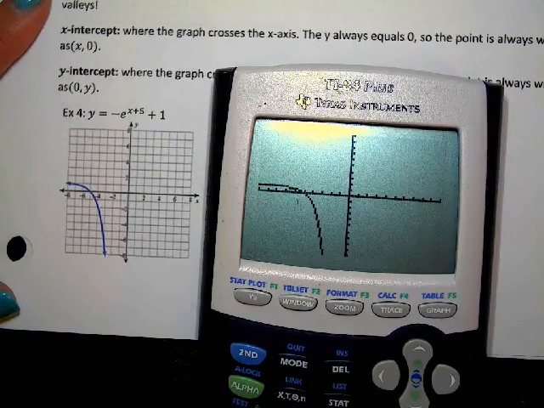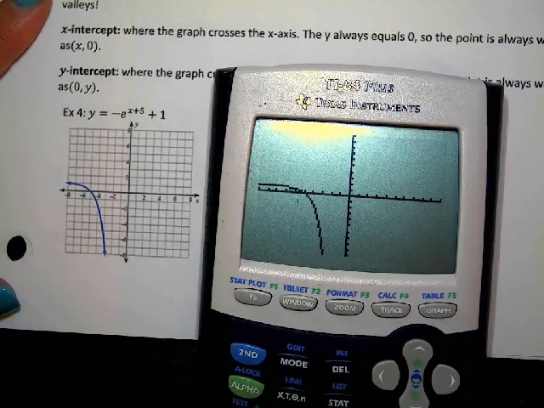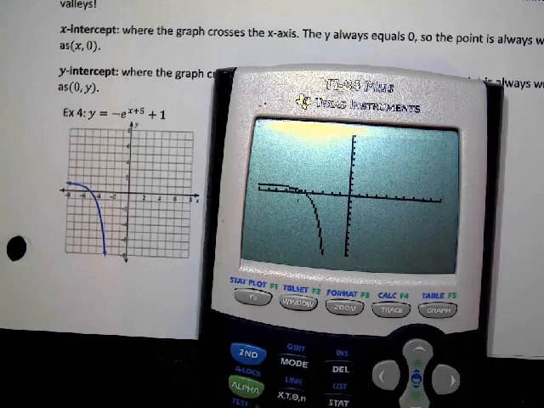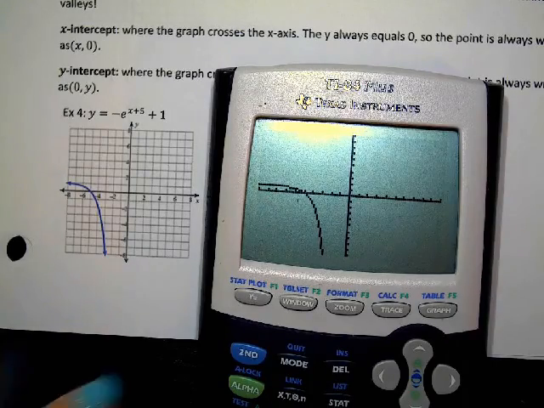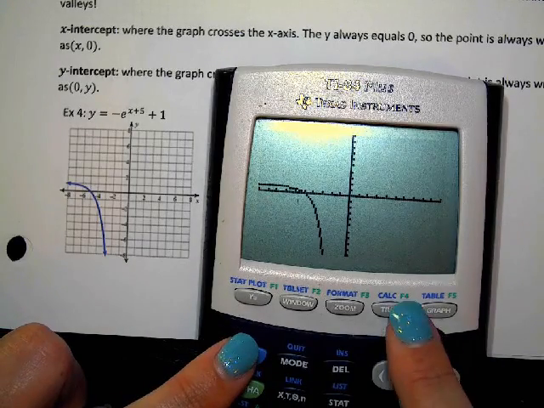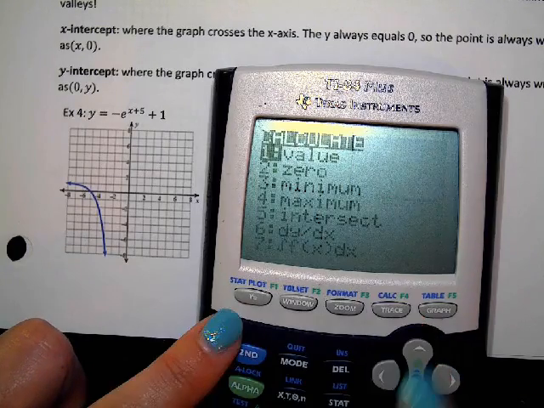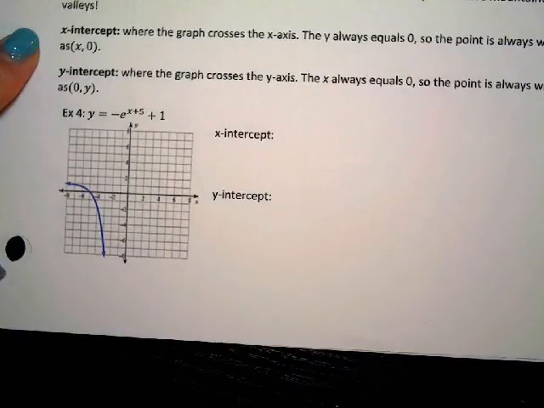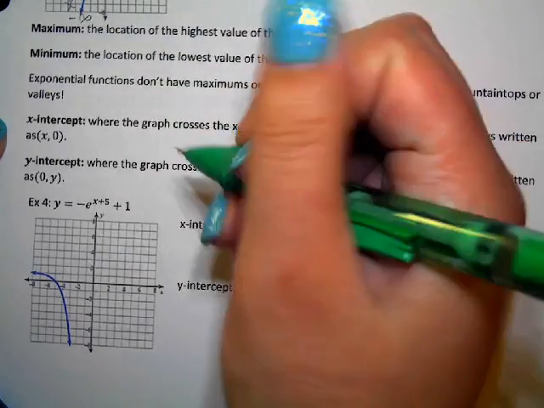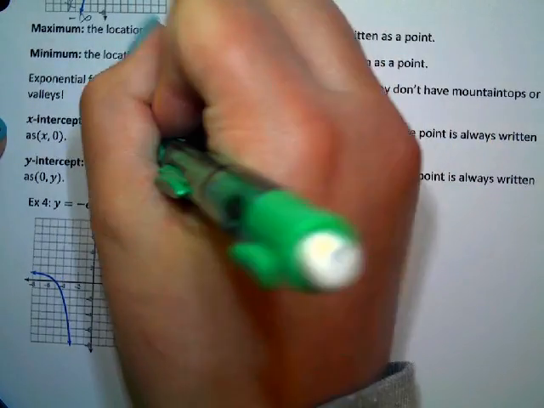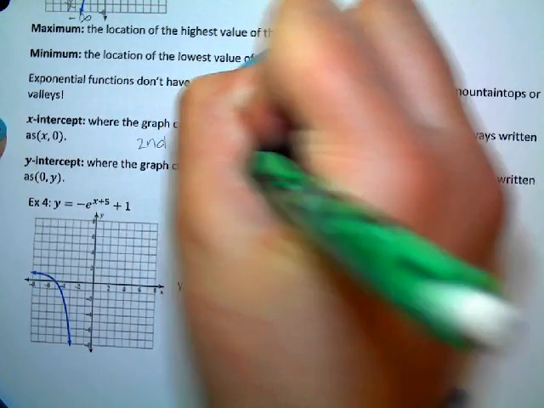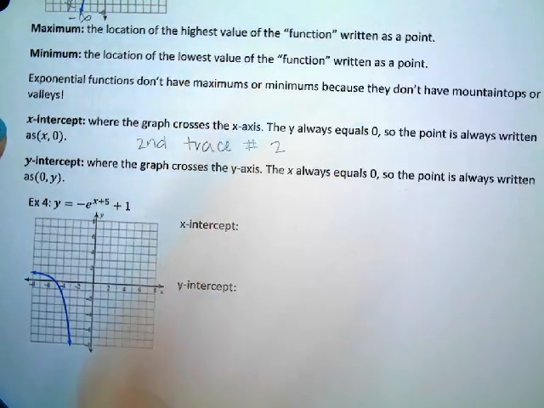Okay, so I'm going to look for my x-intercept first. Do you guys want to do the scroll method, or do you want to do the left bound, right bound, and pick numbers method? Left bound, right bound, pick numbers. So second trace option number 2, I'm going to write that on my notes just in case I forgot.